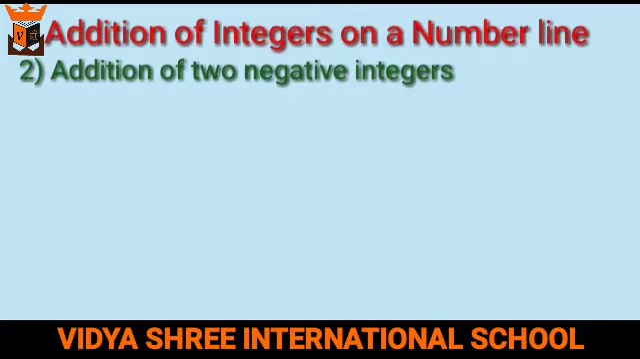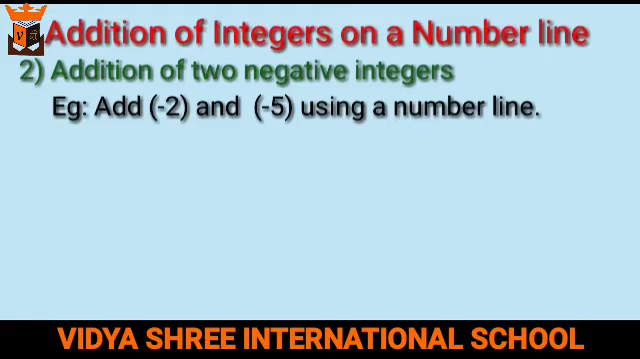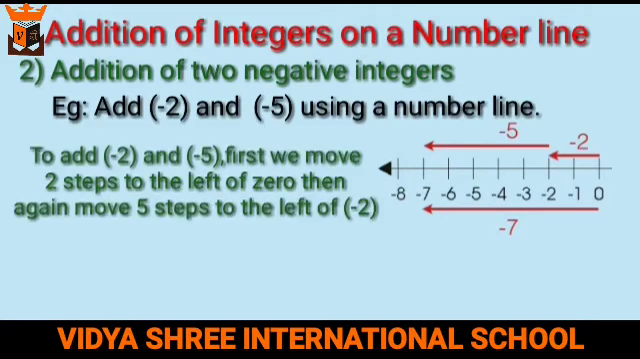Now let us see the addition of 2 negative integers on a number line. For example, add minus 2 and minus 5 using a number line. To add minus 2 and minus 5, first we move 2 steps to the left of 0, then again move 5 steps to the left of minus 2.